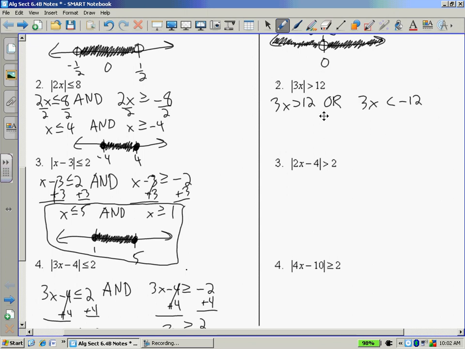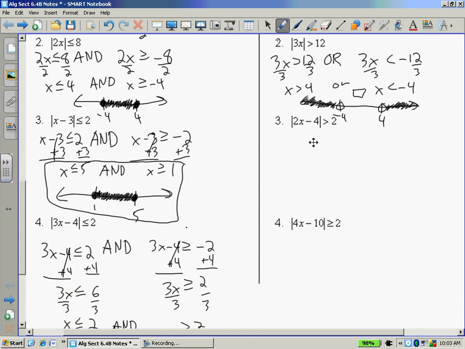Okay, so we need to solve each one of these parts. We're going to divide by 3. X is greater than 4. Or divide by 3. X is less than negative 4. I'm going to graph negative 4 and positive 4. Notice this is a young man. He opens his mouth and says many unwise things. And because this is an or, I'm going to draw a little boat, and the oars go away from the boat. This is an or statement.